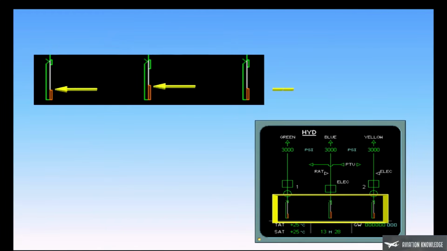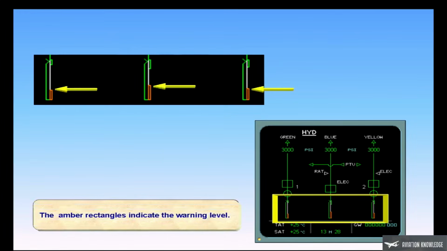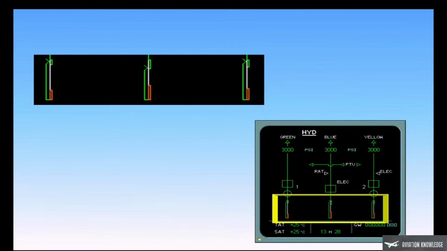The amber rectangles indicate the warning level. An indicator changes from green to amber when the fluid level reaches the warning level, as shown for the blue system.